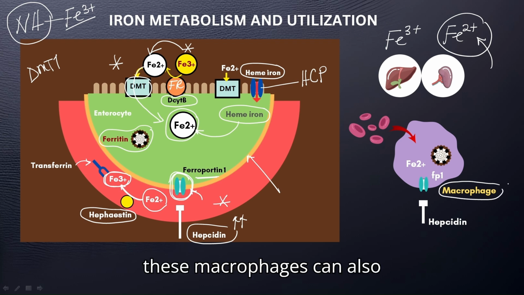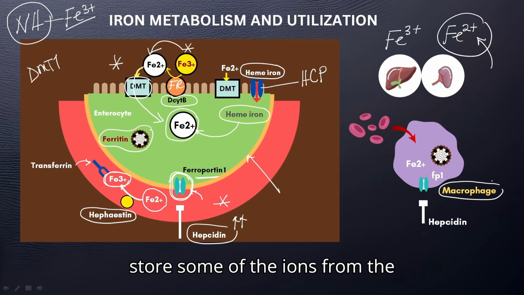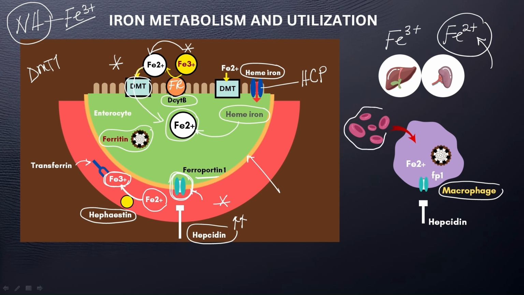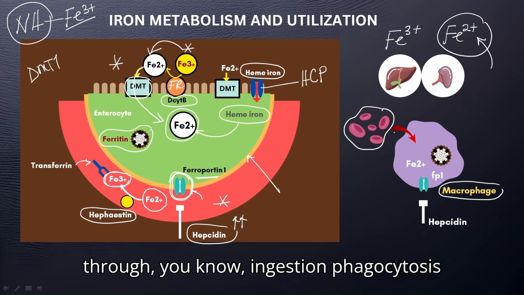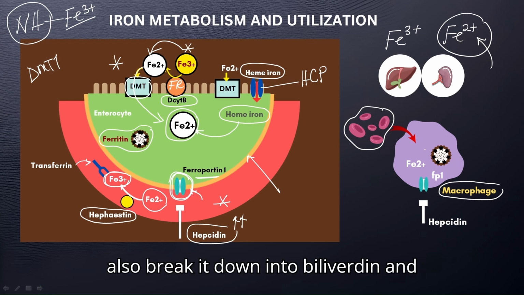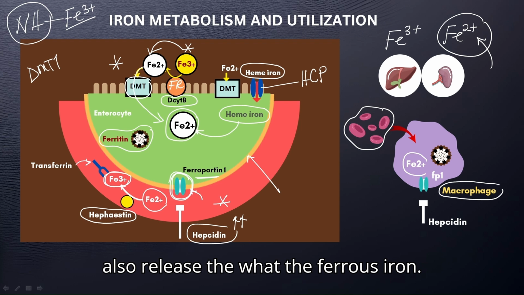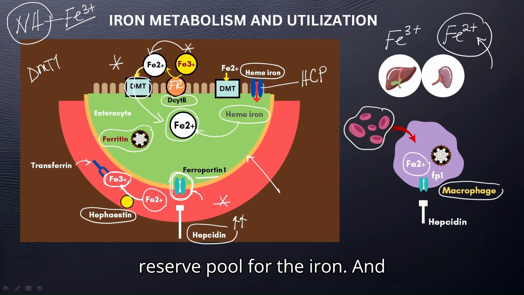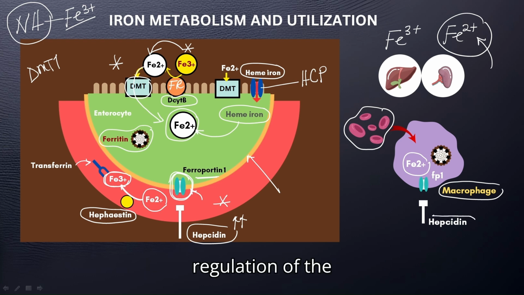So these macrophages can also store some of the iron from the senescent or the old red blood cells through ingestion, phagocytosis. It is able to also break it down into biliverdin and also release the ferrous ion. So macrophages can also serve as a reserve pool for the iron. And hepcidin again also controls the regulation of the release of this iron from the macrophages as well.